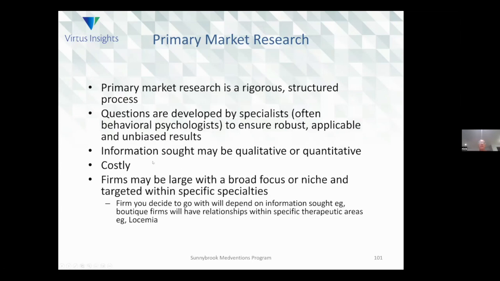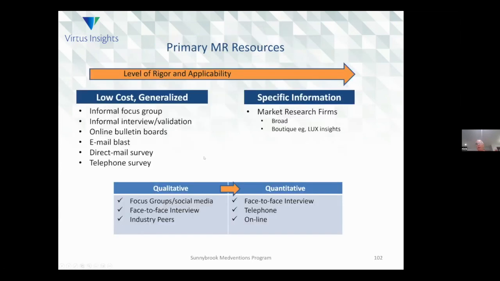It is costly to do, and firms may be large with a broad focus or a niche targeted within specific specialties. I'm going to expand on that in a moment. So low-cost primary market research can be done, like informal focus groups, informal interviews, online bulletin boards, email blasts, direct mail surveys, telephone surveys. There's a lot of things that you can do. But you can also get very specific information that you may not be able to get from here with the help of a market research firm.